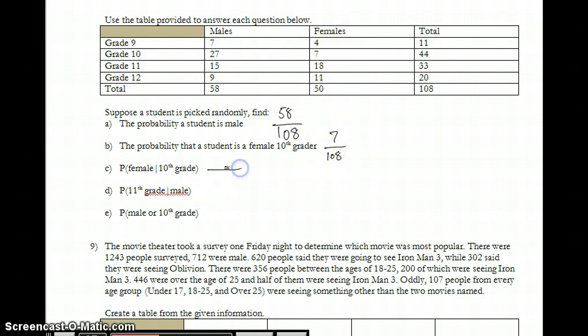Given that a student is in 10th grade, so now we're only looking at the 10th grade row. So there's only 44 of those students. What is the chance that that student is female? Well, there are only 7 of those students. These numbers do not add up. We're going to have to make sure we change some of these.